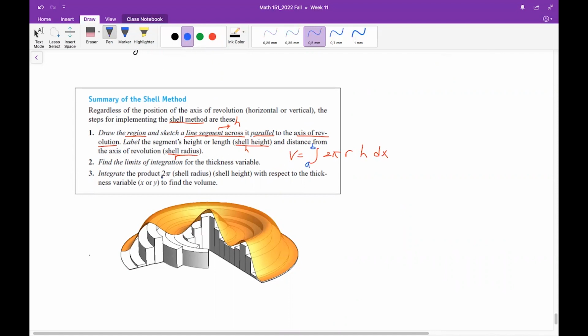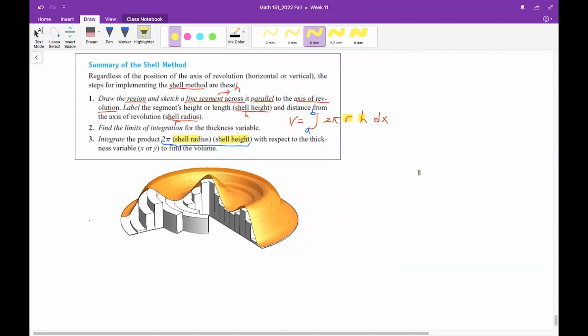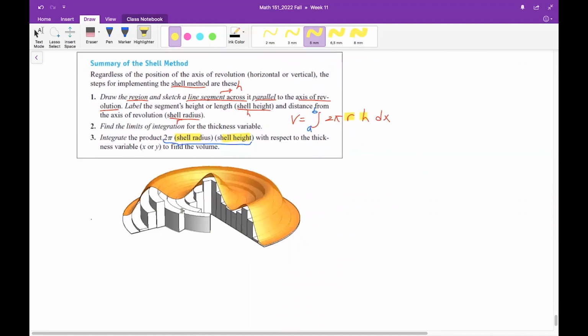And then, this is what you are integrating here: shell's radius, shell's height. Then you will compute the integral to find the volume. And this picture shows you very nicely how we slice our three-dimensional object by using very thin cylindrical shells. They are kind of like a paper roll, and it is possible to cover the whole volume by using these cylindrical shells.